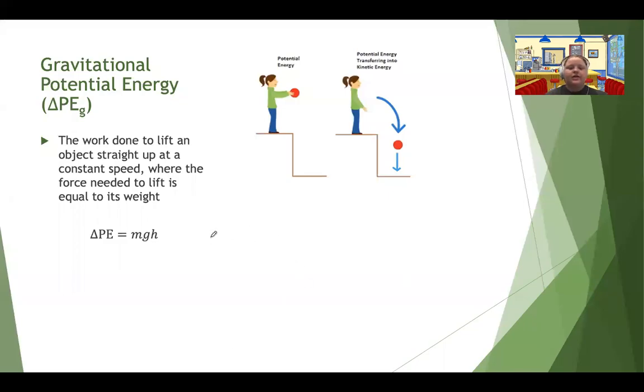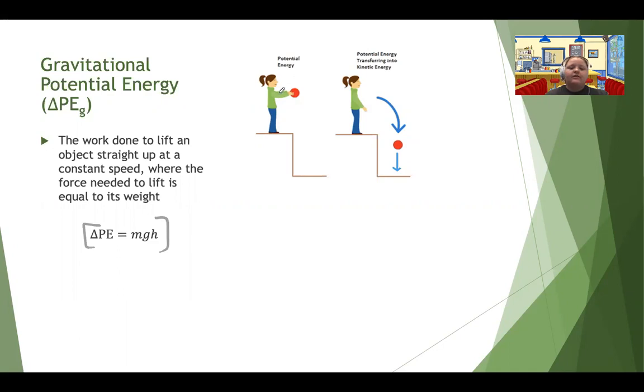All right, so we're going to go ahead and continue talking about a different type of energy called gravitational potential energy. The idea is that we're looking at the work that's being done in order to lift an object straight up at some constant speed. So the equation here is the mass times the acceleration due to gravity times the height.